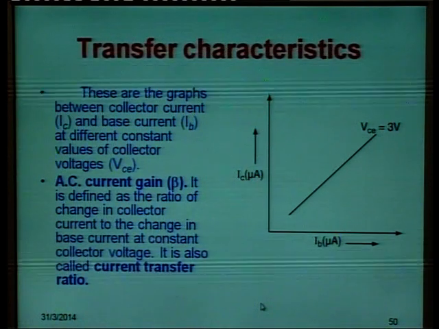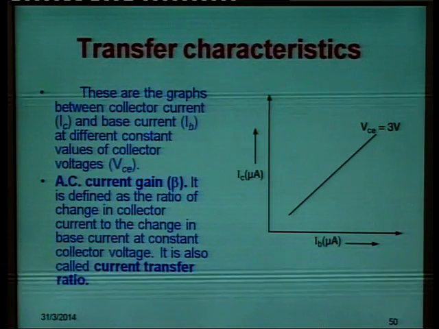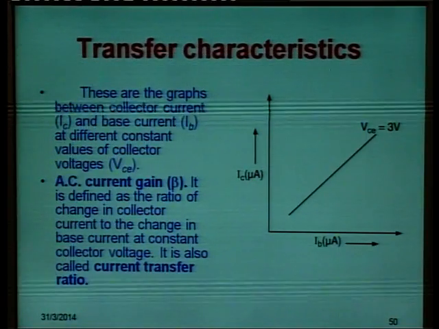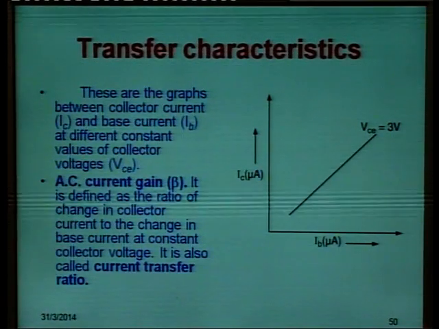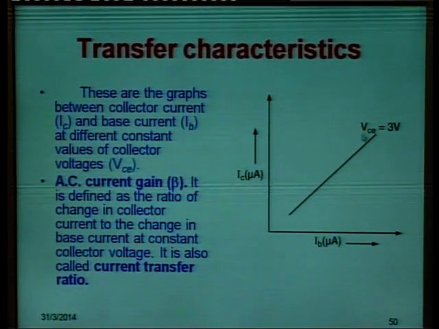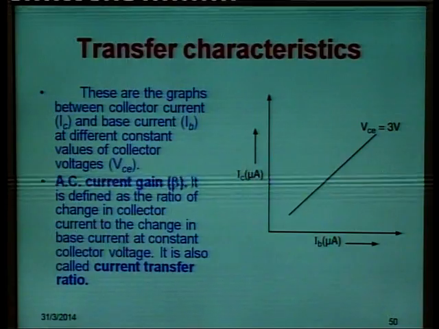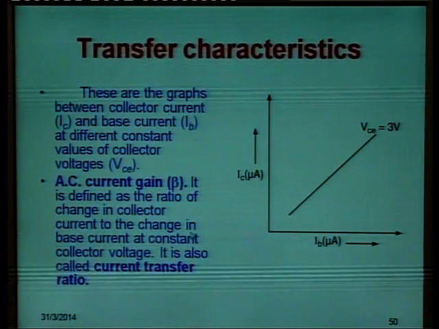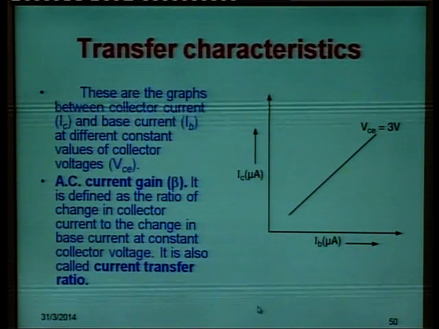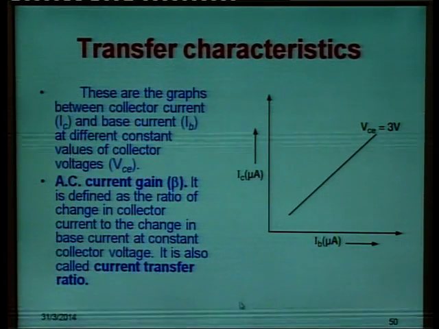Transfer characteristics are graphs between collector current and base current, keeping collector emitter voltage constant. If you draw a graph between collector current and base current, keeping the collector emitter voltage constant, a straight line will be formed, and we call this characteristic the transfer characteristic. Then we can find out the AC current gain. It is defined as the ratio of change in collector current to the change in base current at constant collector voltage. It is also called current transfer ratio.